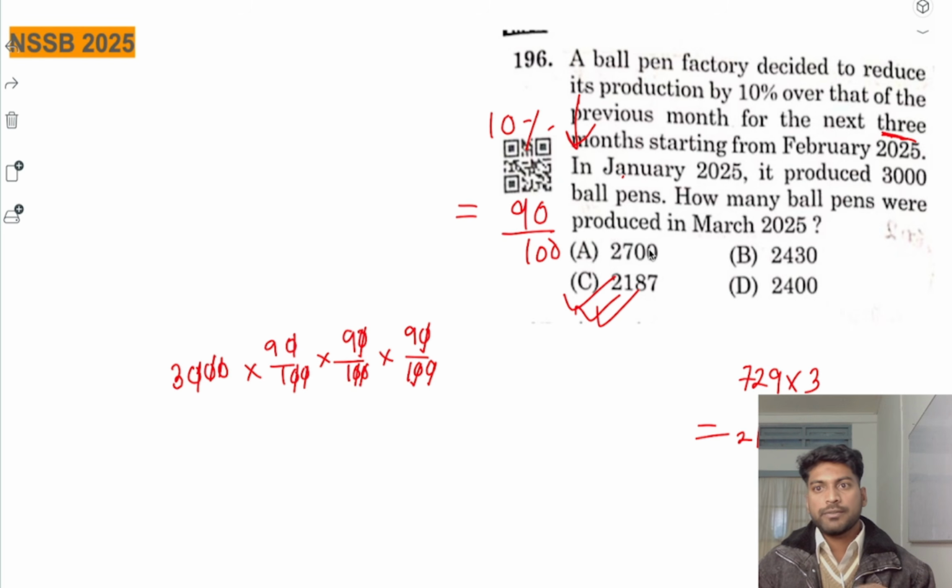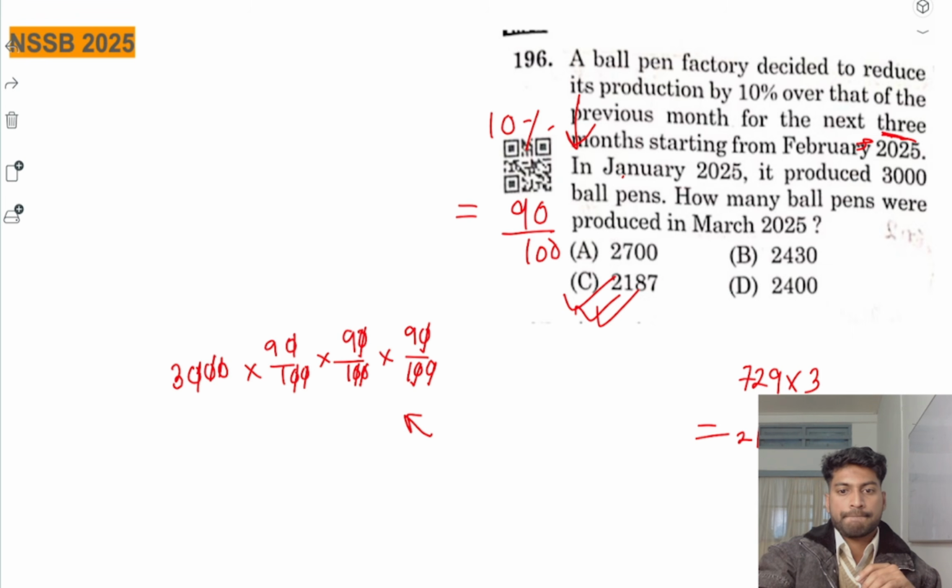Just remember, whenever something is reducing successively for 3 months like this, you have to do this process. If the question was for 2 months, then you have to do the same but you have to write 2 times now. Okay, chalo, next question.